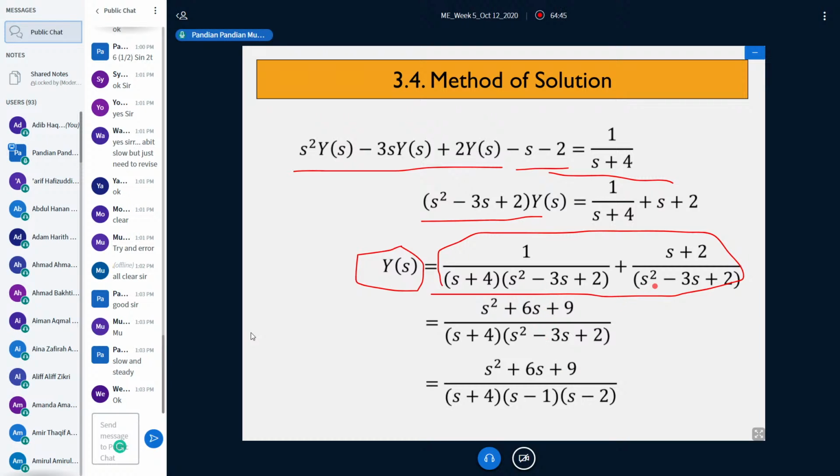And this divided by this: s plus 4 multiplied by s plus 2 is s² plus 6s plus 8, plus 1, which is 9. So s² plus 6s plus 9, sorry, divided by s plus 4. This s² minus 3s plus 2 you can factorize. How do we factorize? (s minus 1)(s minus 2). You may say, can I factorize this? Not necessary. This is actually (s plus 3)², but no need.